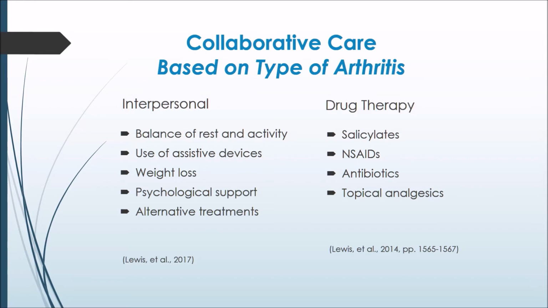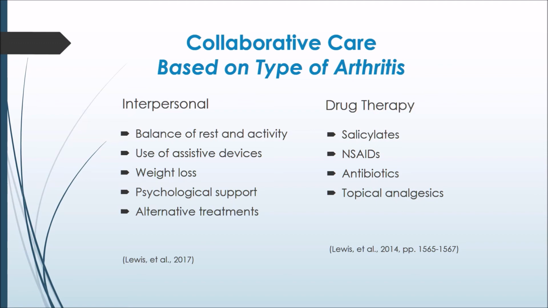Collaboration of care is based on the type of arthritis a patient is diagnosed with. However, many treatments overlap. Interprofessional care includes physical therapists who can help a patient understand the balance between rest and activity. Occupational therapy can help patients with the use of assistive devices, such as canes, walkers, or crutches. If a patient is overweight, it is important to refer them to a registered dietitian to help them meet their weight loss goals safely and effectively. Psychological support for self-esteem, body image, and disability is equally important.